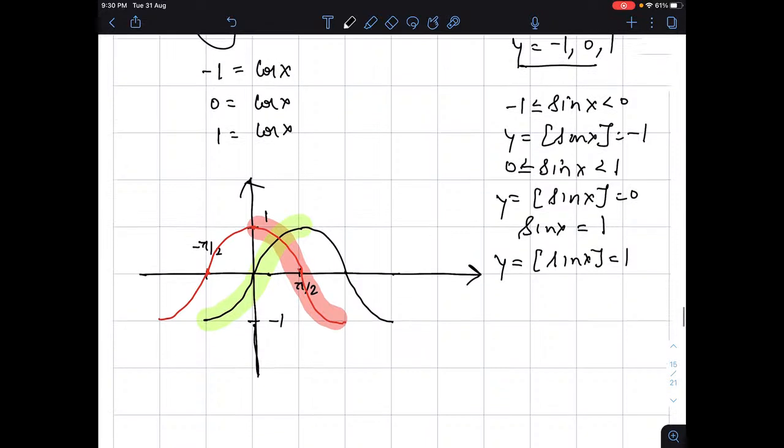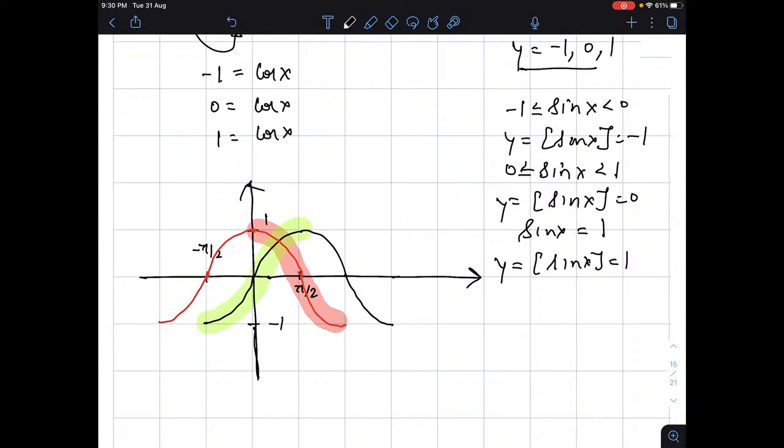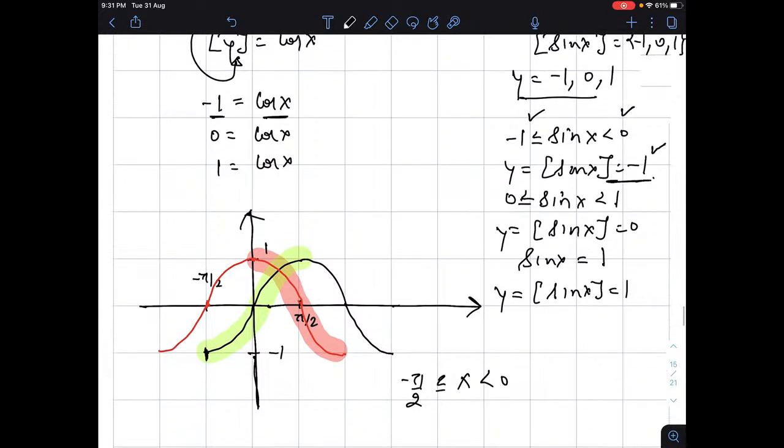Now, if it is becoming -1 over here, for that the interval would be what? For the greatest integer function of sin x to become -1, sin x would have to lie between -1 and 0. That means x would lie between -π/2 and 0. And if the greatest integer function of sin x is -1, then cos x is becoming -1. Can you see cos x is becoming -1 between -π/2 and 0?